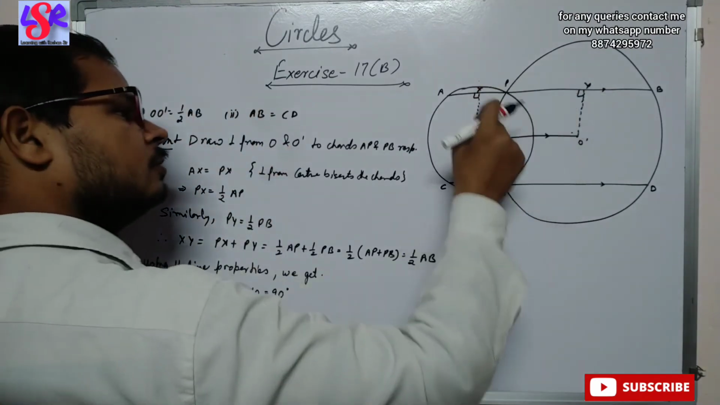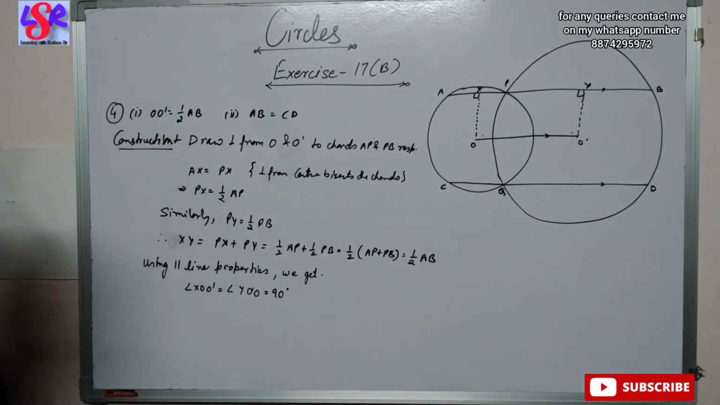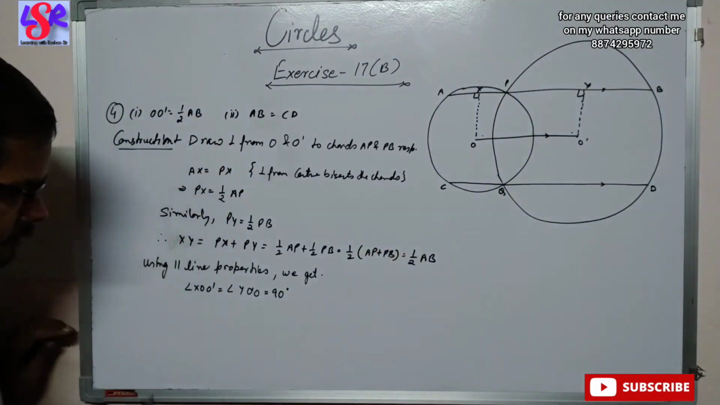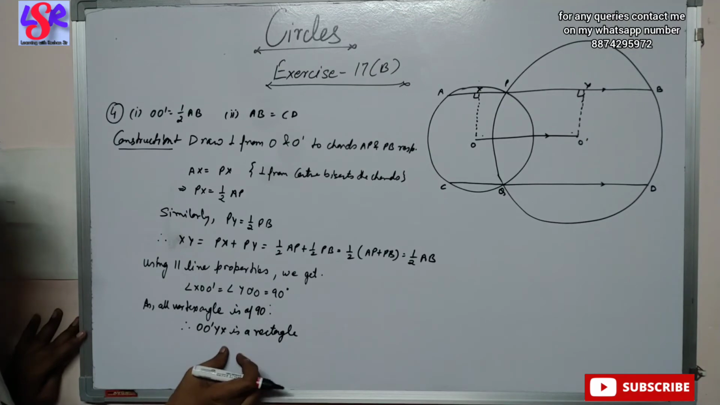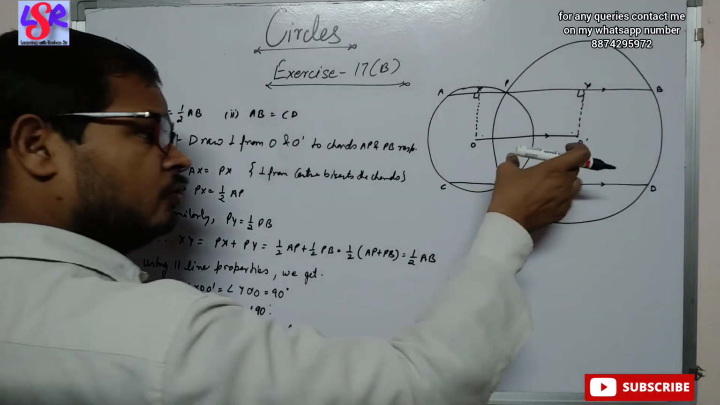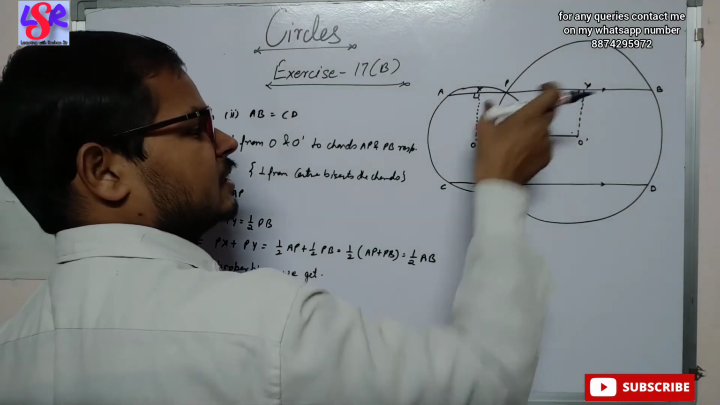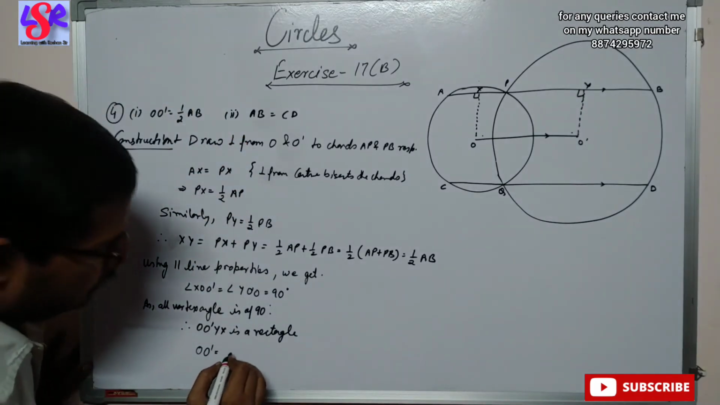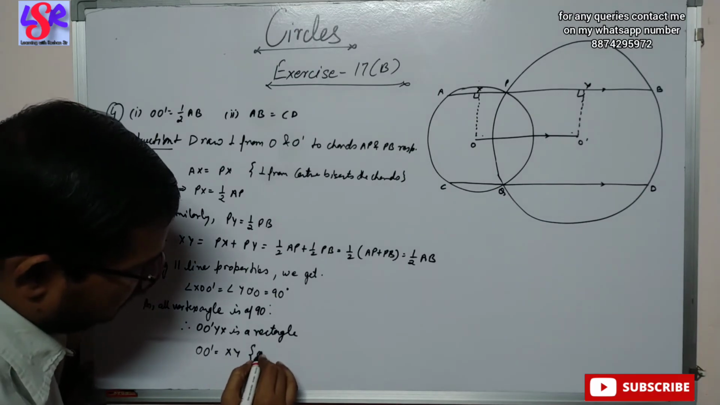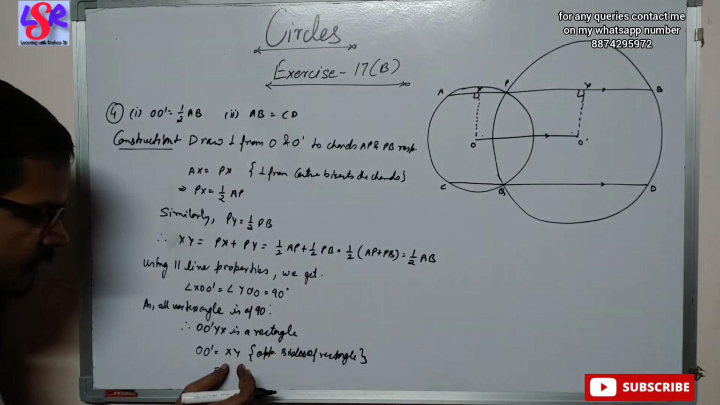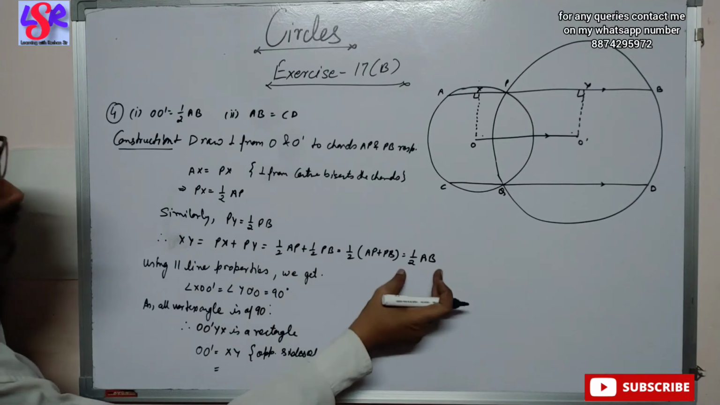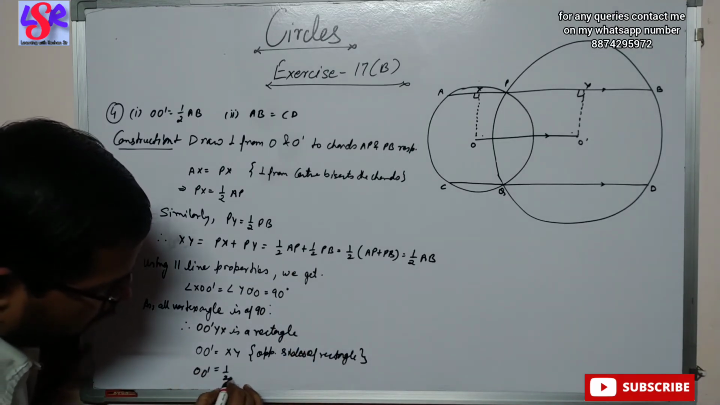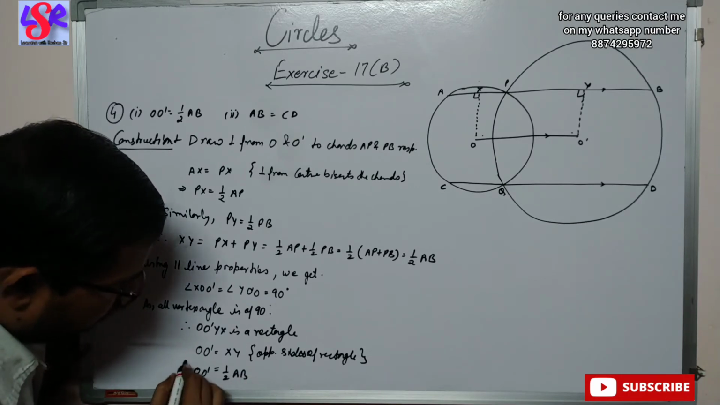Now as all of the vertex angles of this quadrilateral are 90 degrees, therefore O'YX is a rectangle, and we know very well that in a rectangle opposite sides are of equal length. So O' will be equal to XY, as opposite sides of a rectangle are equal, and here this XY is equal to 1 upon 2 AB. So we can replace O' equals 1 upon 2 AB. This was your first part.